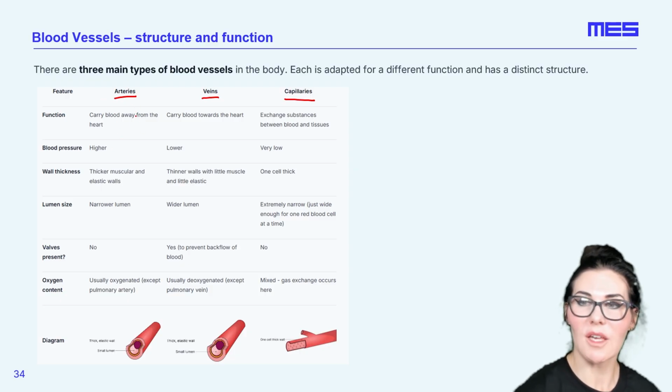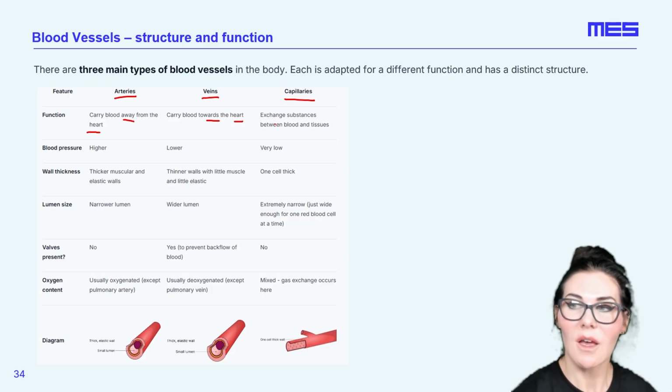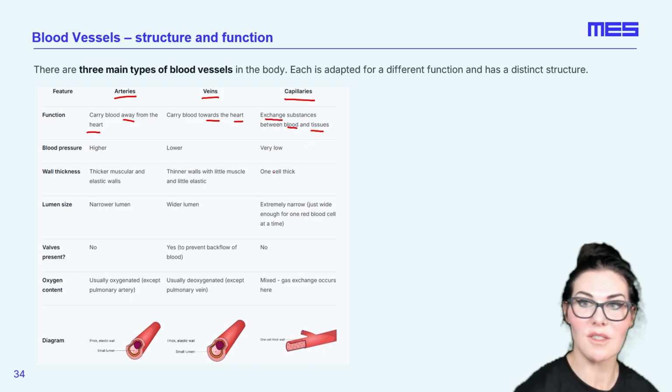Generally speaking, we're going to keep this quite short and simple. Arteries carry blood away from the heart. Veins carry blood towards the heart, and capillaries are between the arteries and the veins, and that is where exchange takes place between the blood and the tissues, the cells.